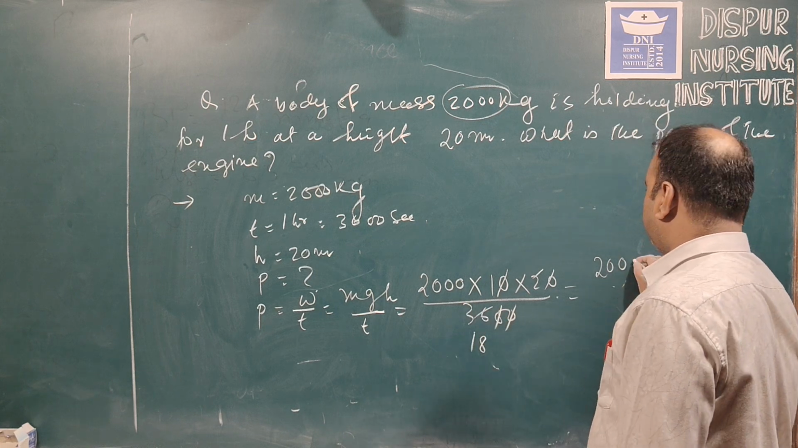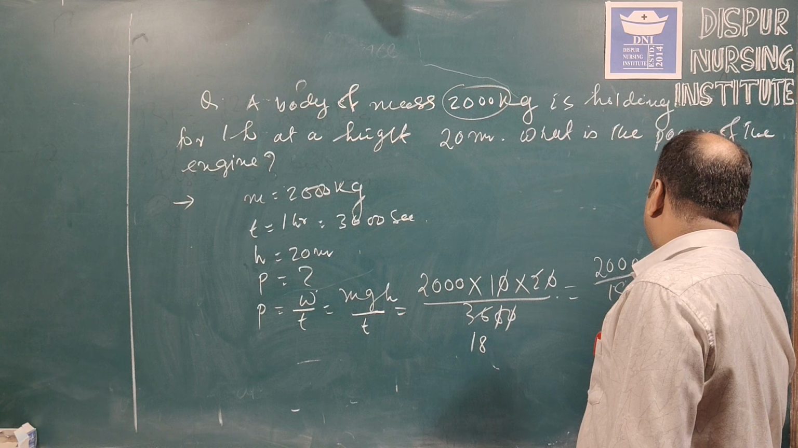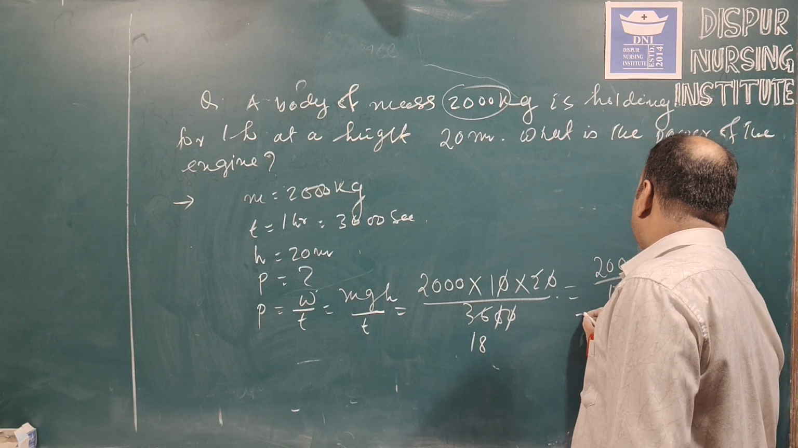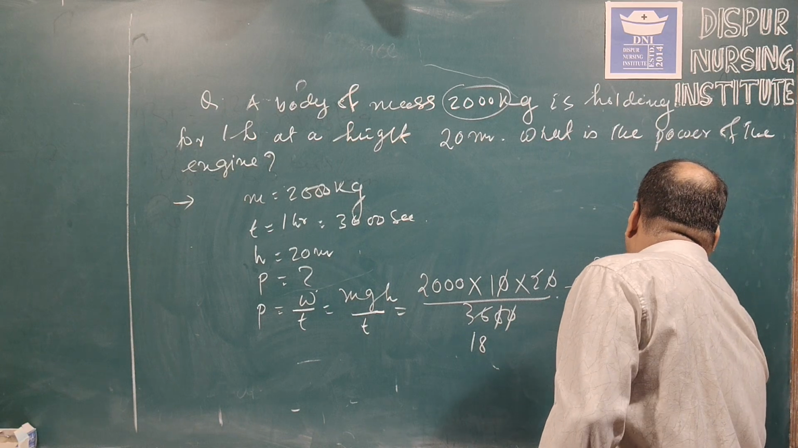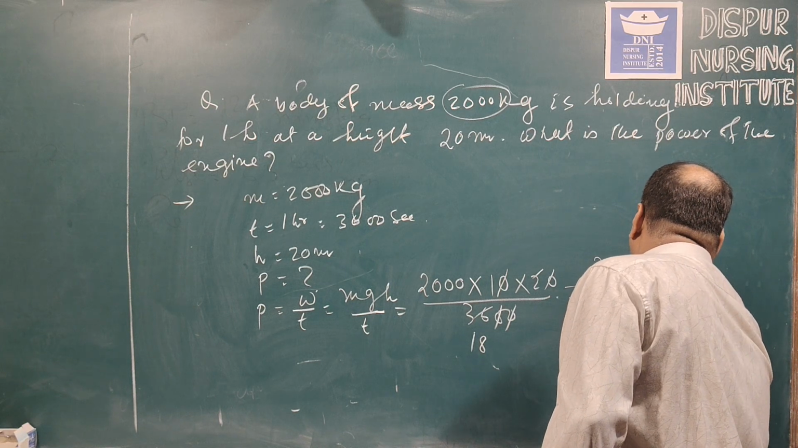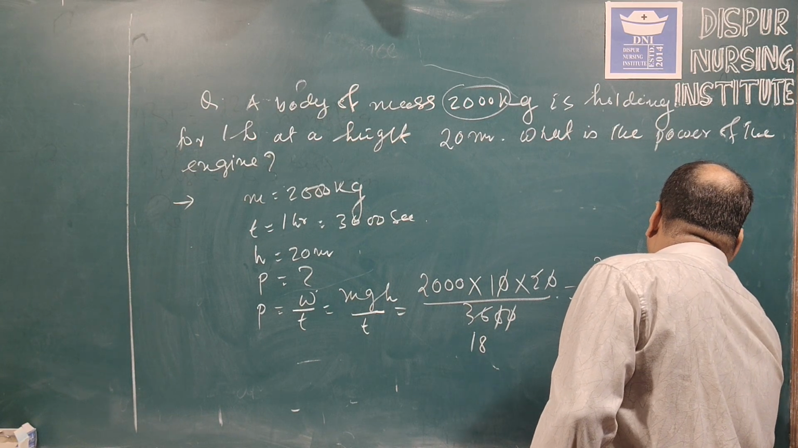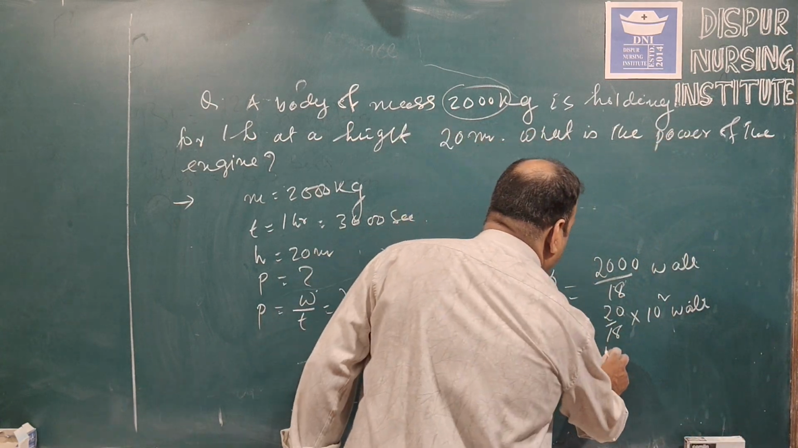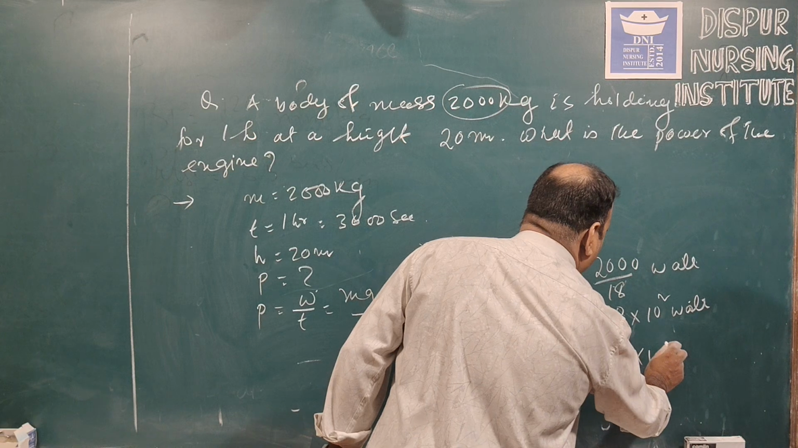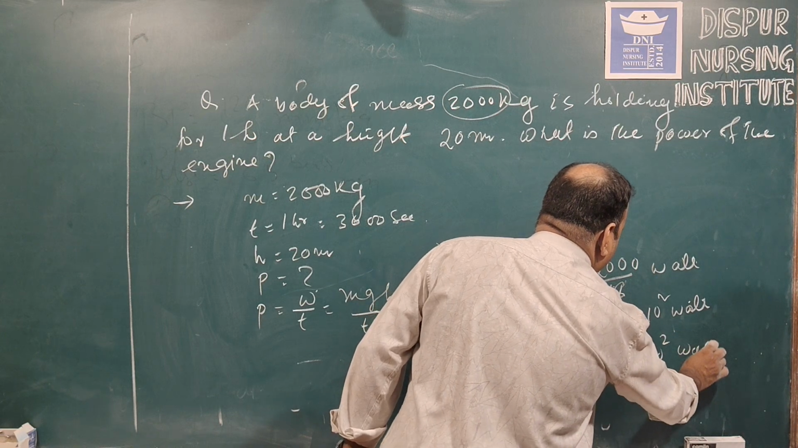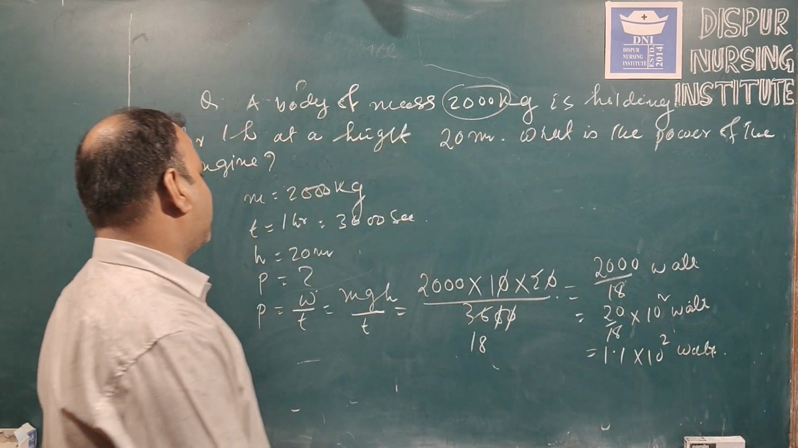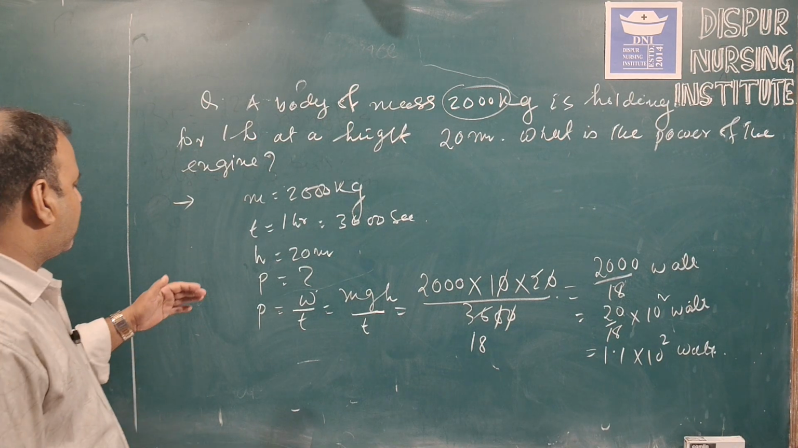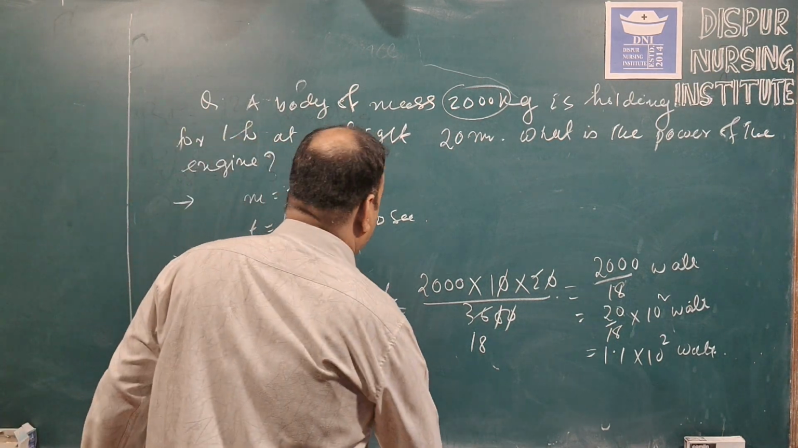Here you can see 2000 divided by 18 watt. In short we can write it like this: 20 by 18 into 10 square watt. So this can be written as, suppose, 1.1 into 10 to the power square watt. In this way we can calculate the value of the power of the engine, or we can calculate the value of anything. So this is the answer.